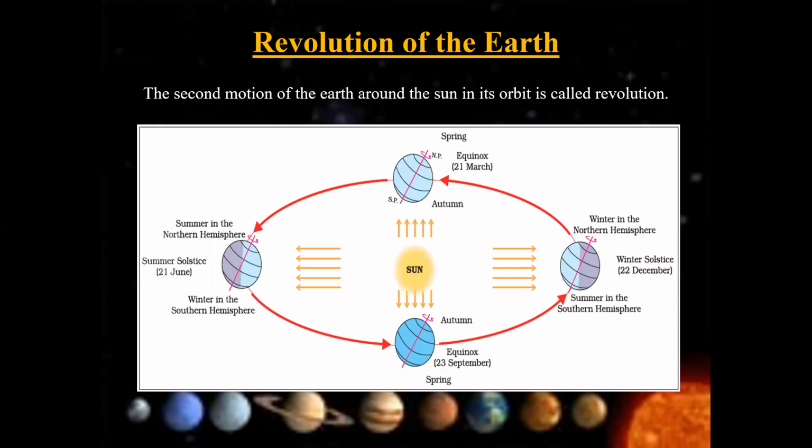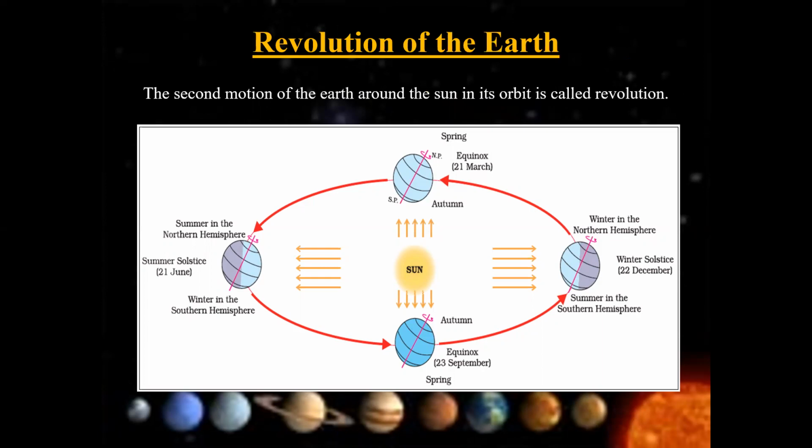Now let us move on and study about the second motion of the earth, which is revolution. Let us understand revolution with the help of this diagram. We will start with summers in the northern hemisphere and summer solstice on 21st of June. At this position, the eastern hemisphere of the earth faces the sun, because of which the eastern hemisphere experiences the summer solstice. The northern hemisphere is tilted towards the sun, and so it is experiencing 6 months day, and the southern hemisphere experiences 6 months night.